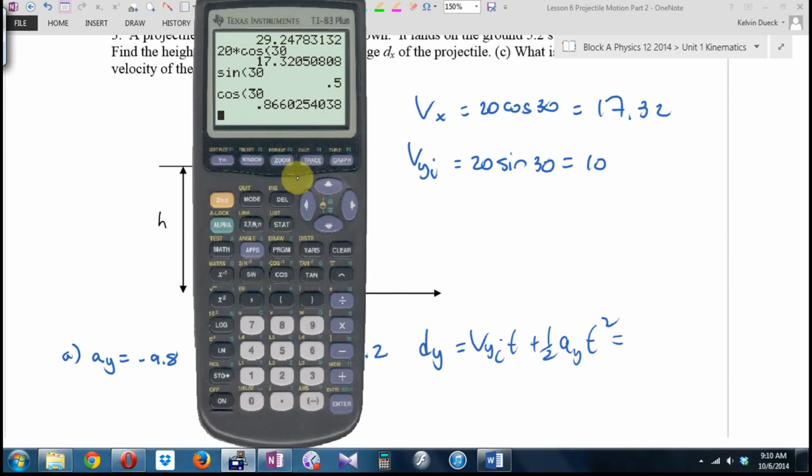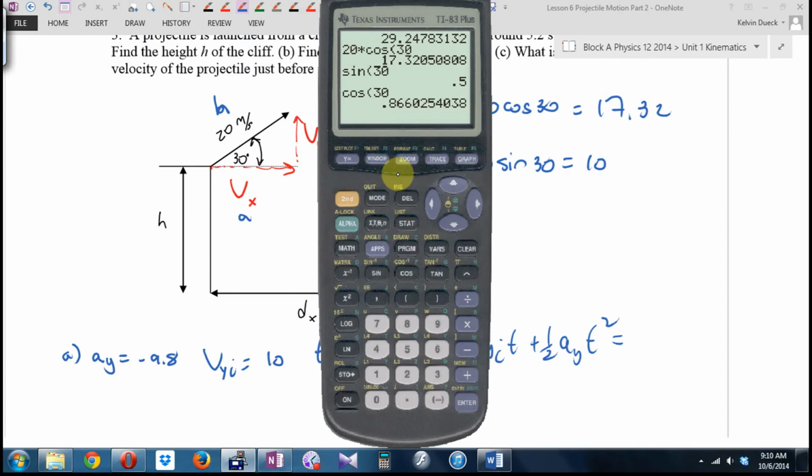On a test, I would plug in the numbers, but I'm trying to do this all in one line, so I'm going to go 10 times 5.2 plus 0.5 times negative 9.8 times 5.2 squared. Do you get negative 80.5? What's the negative telling me? We ended up below where we started.